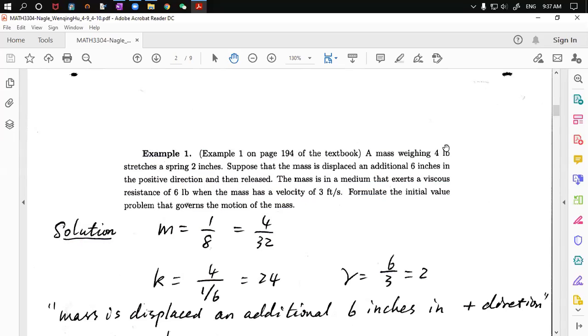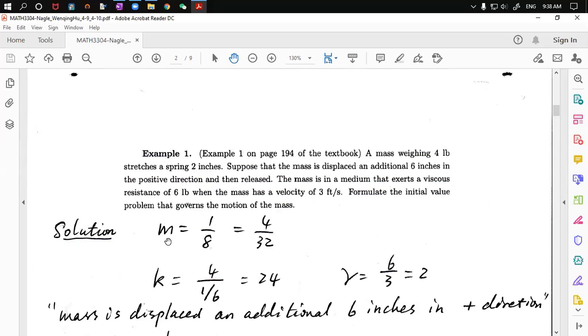In terms of pounds, the mass weight coefficient, Newton's gravitational coefficient, is 32. So you have to do 4 divided by 32. That's the mass, 1/8. So that's the mass. How do we read the Hooke's constant?